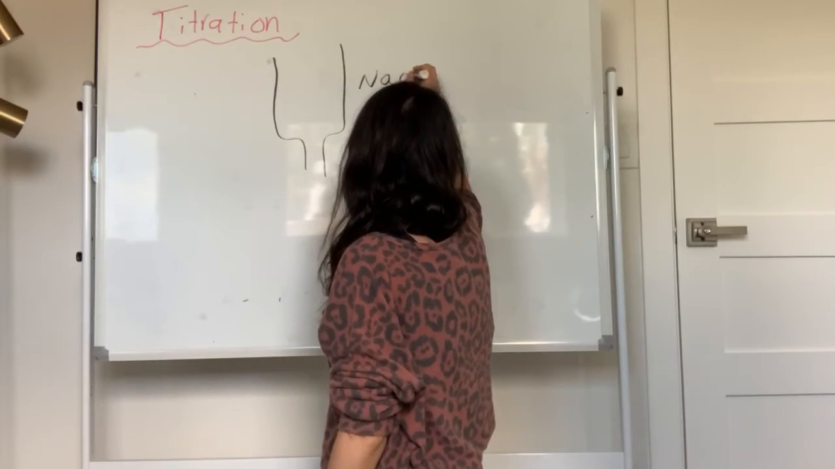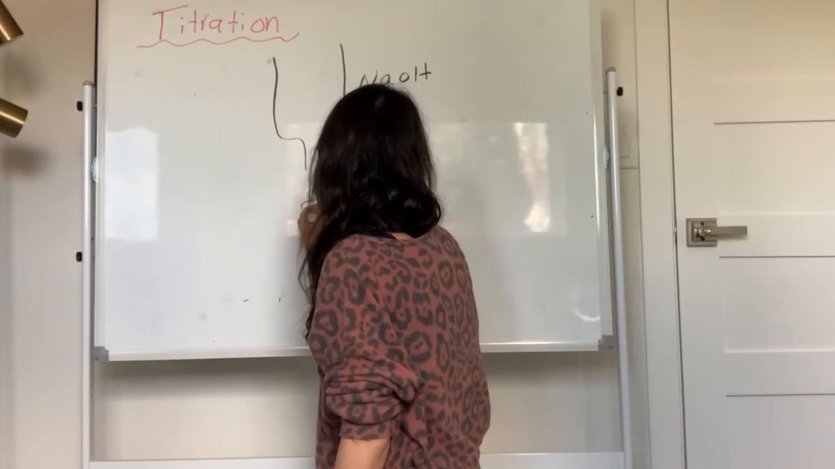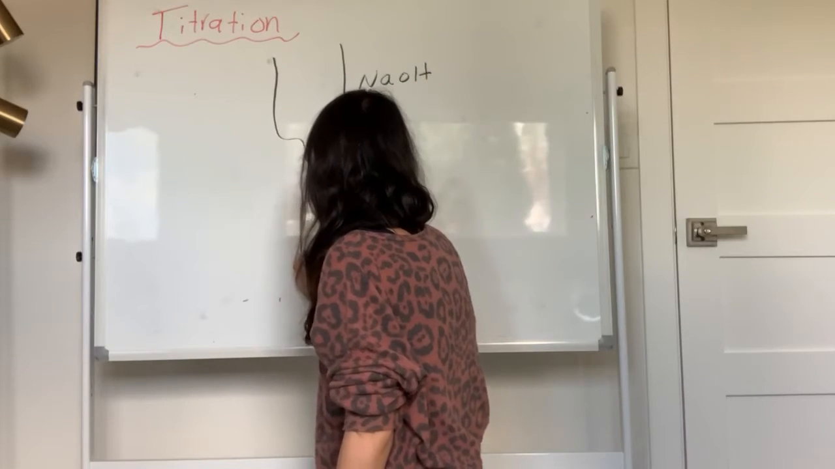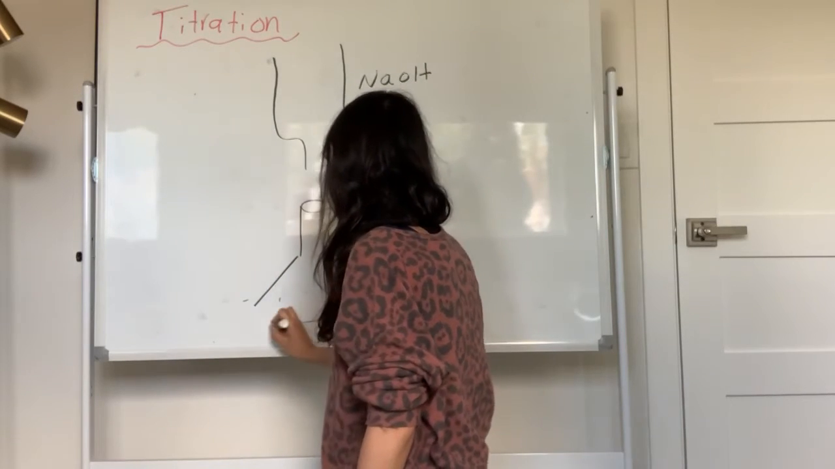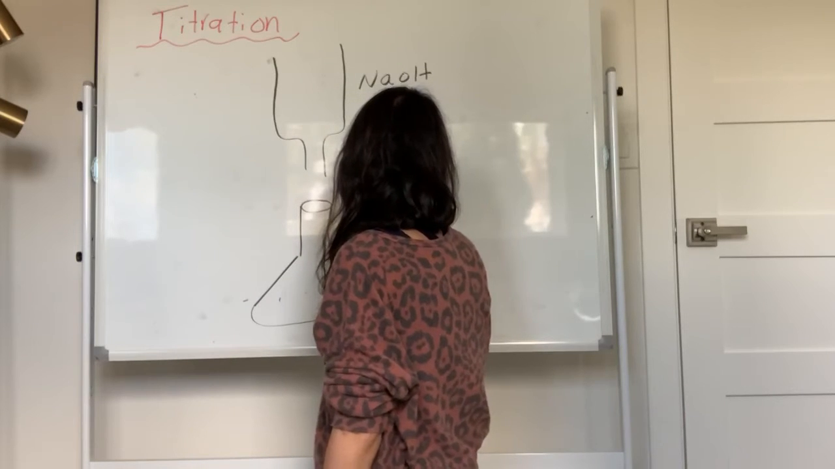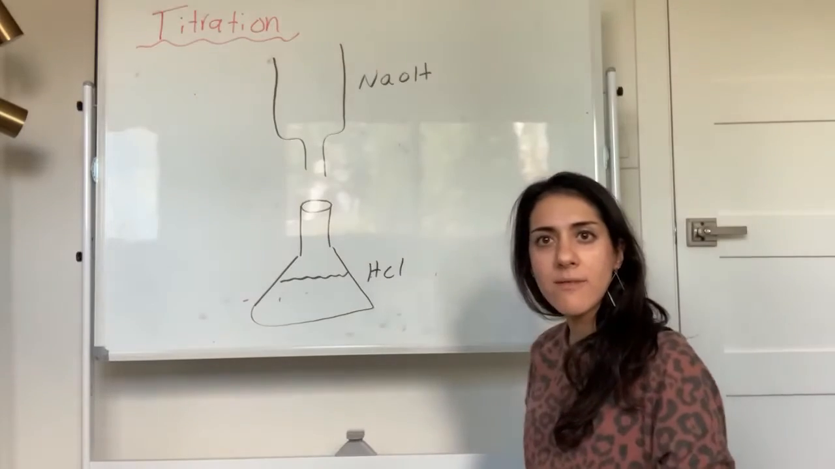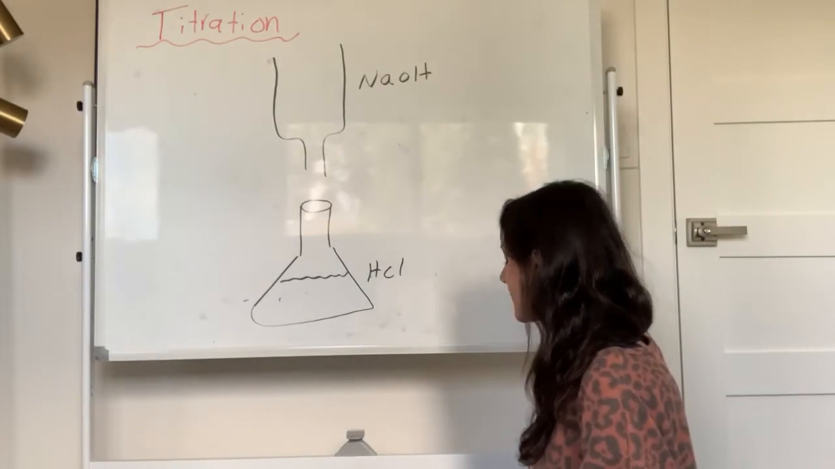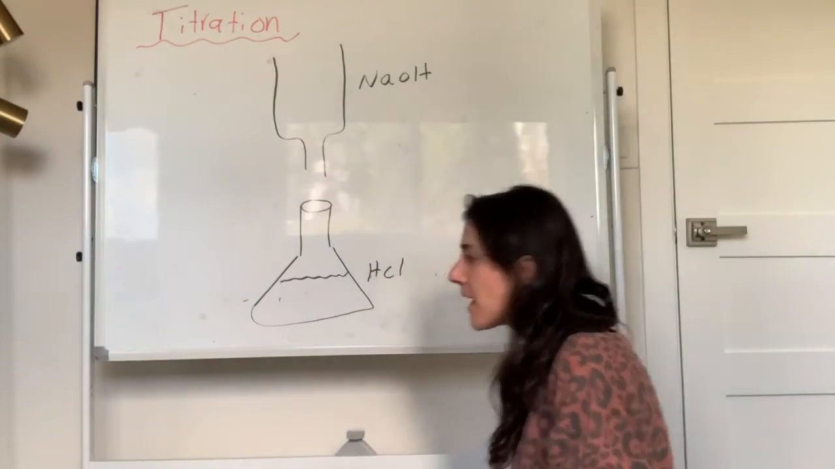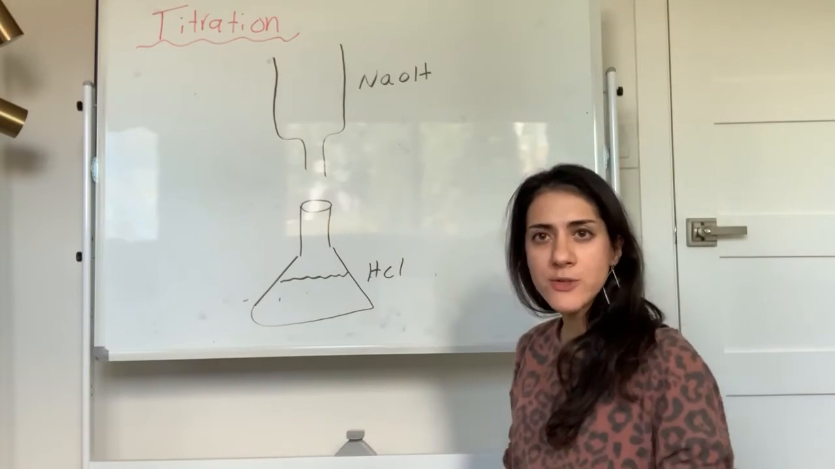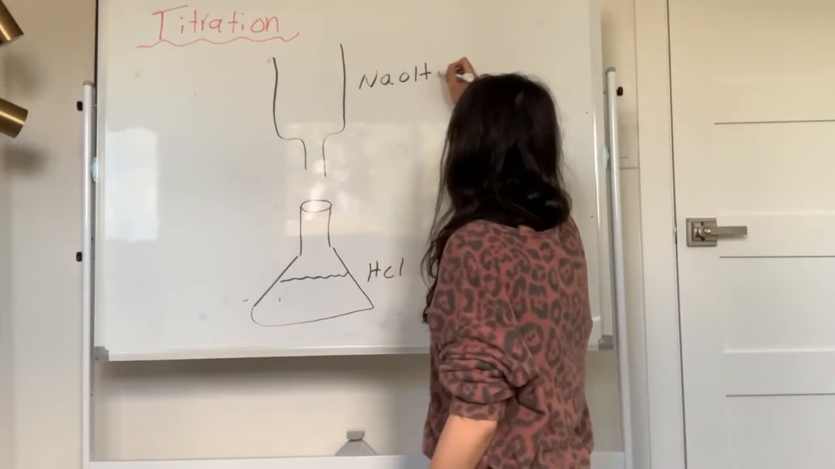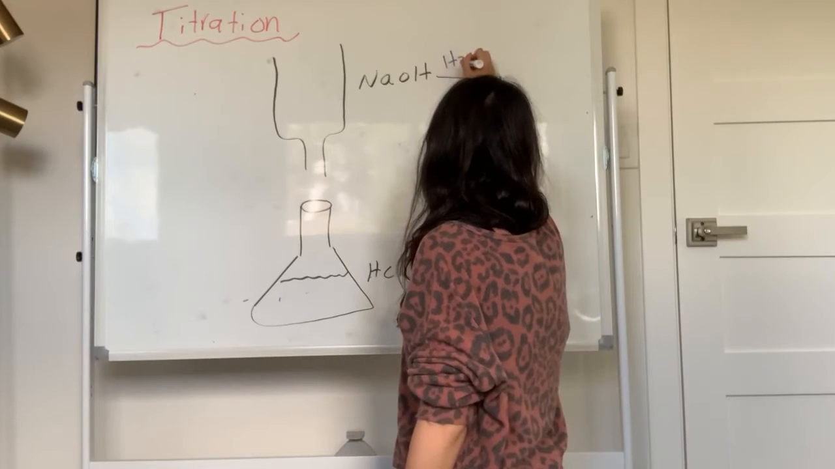You're going to have a burette with sodium hydroxide in it, and then down here, I'm going to have my acid. In this problem, I'm using hydrochloric acid. In your lab, you are going to have vinegar, which has acetic acid. Now remember, if you add sodium hydroxide to water, what happens?